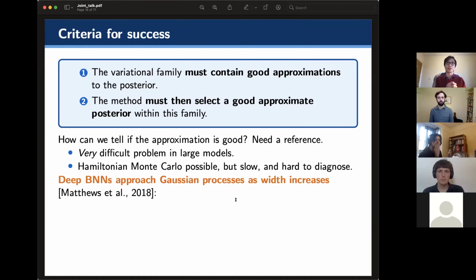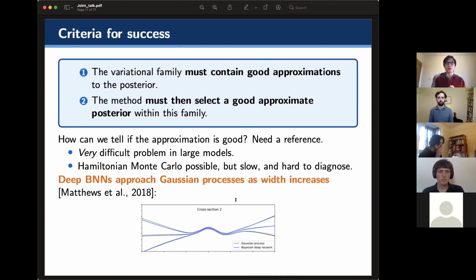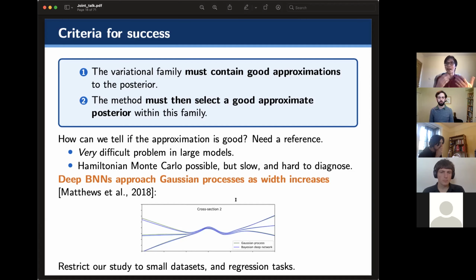One of the references we're going to use in this work is the idea that deep Bayesian neural nets approach GPs, Gaussian processes, as width increases. This is really nice because Gaussian processes, we can do exact inference in them. So you don't have to worry about MCMC or VI or anything like that. Here's a paper from Matthews et al. in 2018. In blue, we see the predictive distribution of a deep Bayesian neural net. And in green, we see the equivalent Gaussian process in the infinite width limit. Now, we don't expect the GP to exactly match finite Bayesian neural nets. And we don't expect Hamiltonian Monte Carlo to exactly match finite Bayesian neural nets either. But we hope that at least in small data sets for regression tasks in simple situations, we can get some confidence that we're obtaining a reference for the exact posterior that we can believe in and compare against.